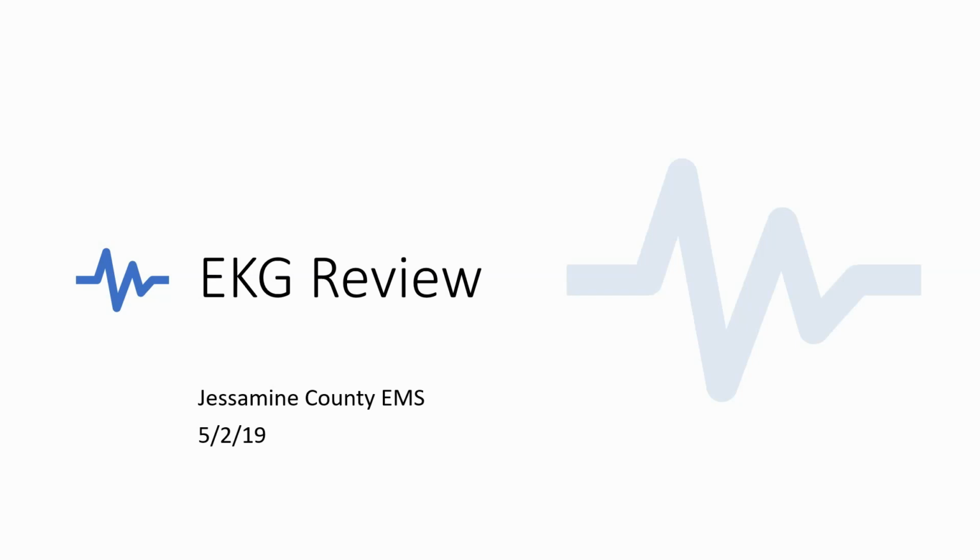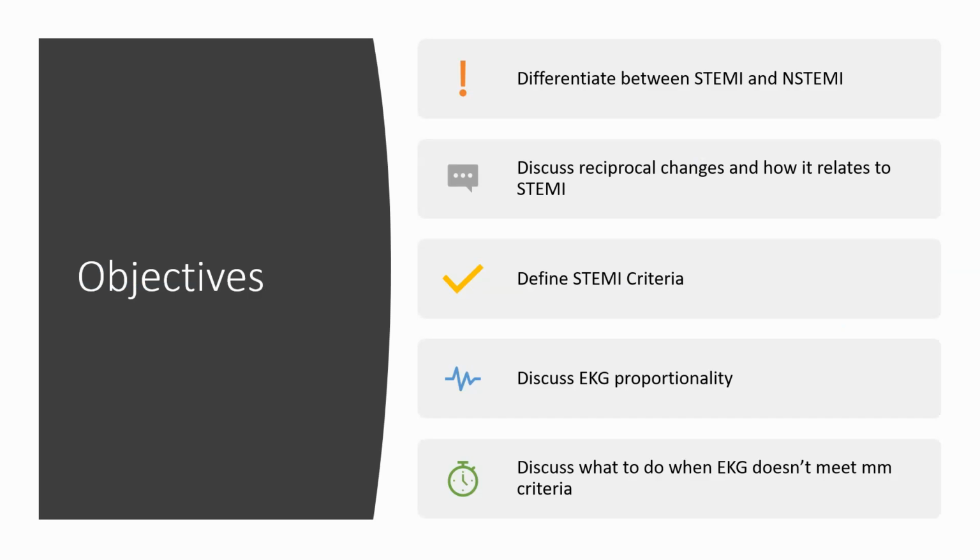These cases have been redacted to protect the patient and the provider, so there's no need to worry about that. We're going to discuss quite a few things during this segment. We're going to talk about the difference between STEMI and non-STEMI, reciprocal changes. We'll talk briefly about the STEMI criteria, talk about the role of proportionality, and we'll talk about what you do if you have an EKG that you're concerned about but that does not meet the strict millimeter criteria.